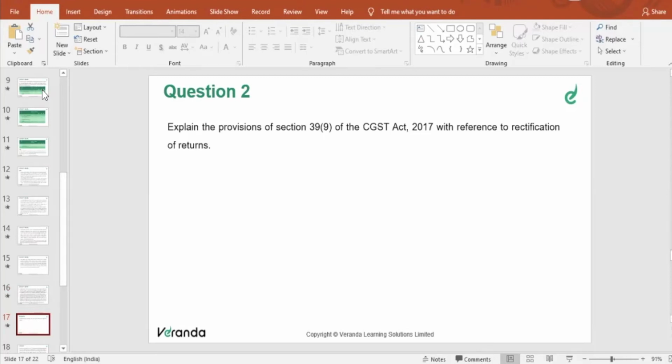Anyone else would like to pitch in? Sir, in case after filing of a return, the taxpayer gets to know that there are some mistakes or some omission in the return, then he can rectify the mistakes or the omissions by filing a rectification of return.